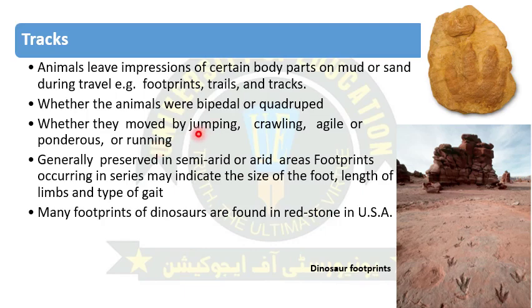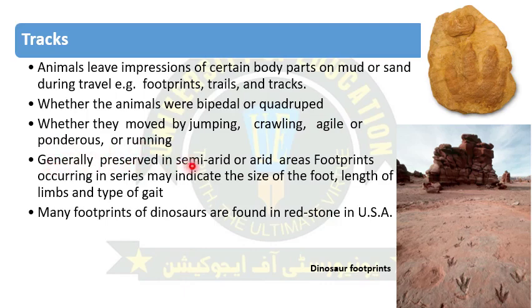They can adapt a jumping mode of locomotion, or they crawl on the ground, they are fast movers, or they are slow movers, or they are runners. So on the basis of these tracks we can indicate the mode of locomotion.